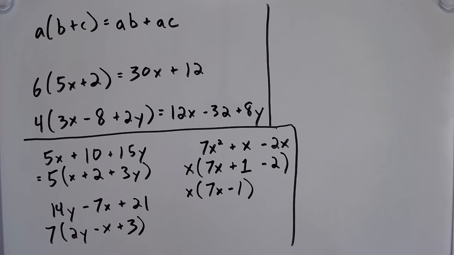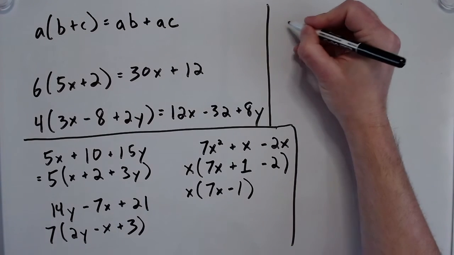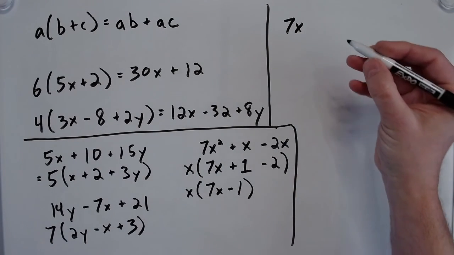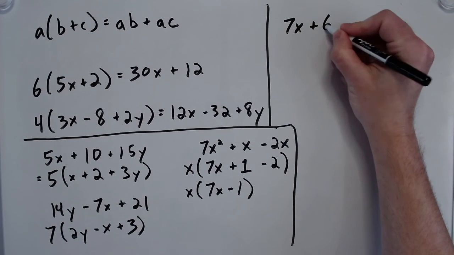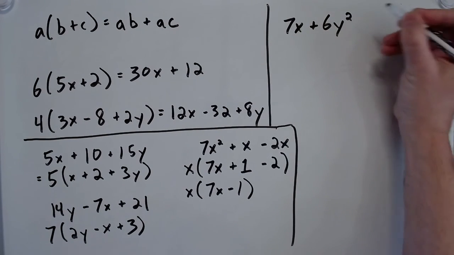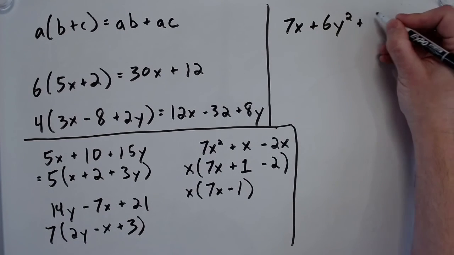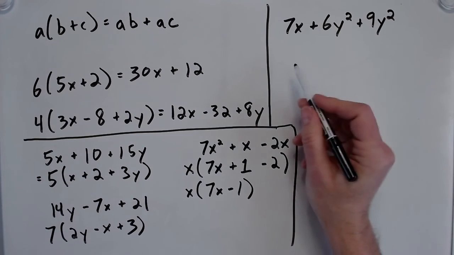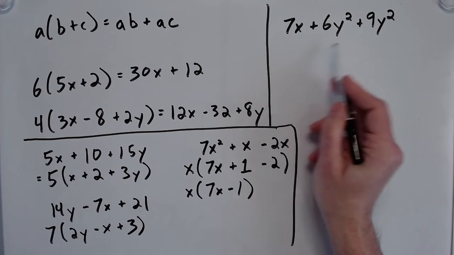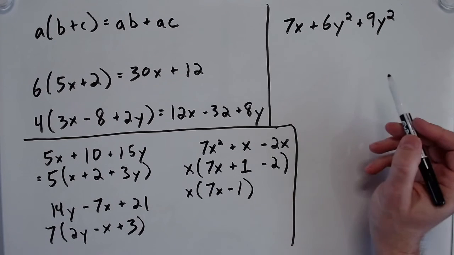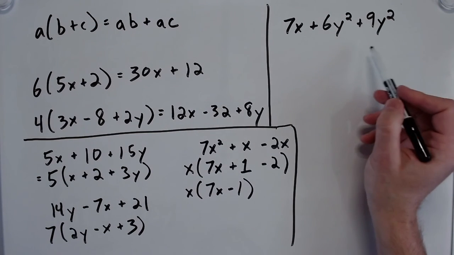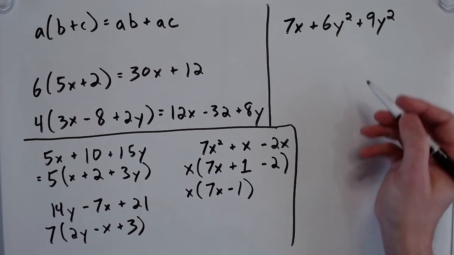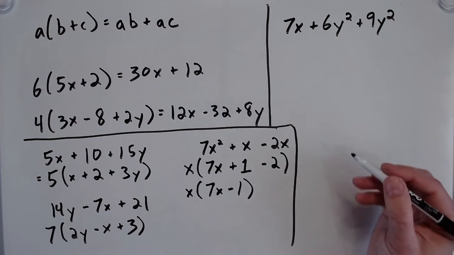But let's look at some other like term problems. Let's say 7x plus 6y squared plus 9y squared. So which like terms can be combined here? X and y, they want nothing to do with each other. But we've got a y squared and a y squared. In this case, these are like terms. So we'll do the factoring example, but then we'll start skipping steps.